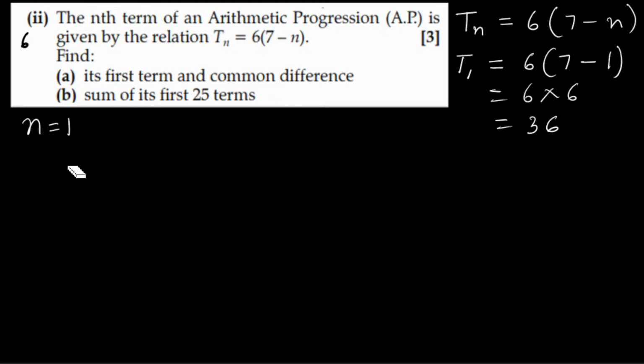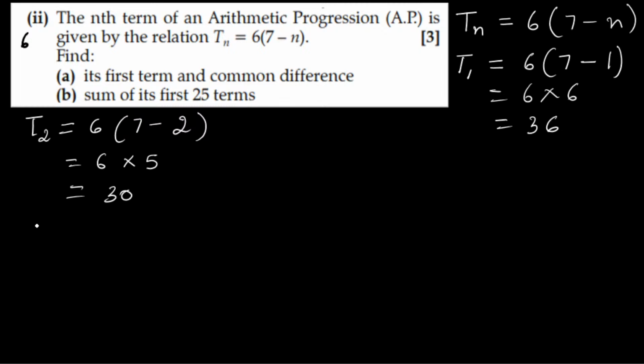Now D we have to find. For finding the common difference, if we find the second term also, we can do second term minus first term. So let's find the second term, just to find the common difference. The second term will be 6 into 7 minus n, n is 2 here. So 6 into 7 minus 2 is 6 into 5, which is 30.